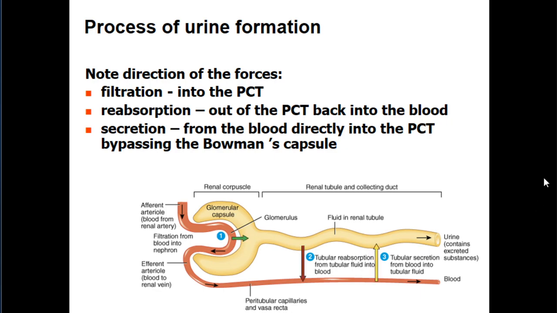And in short, filtration, that's when it's filtered into the PCT. Reabsorption, out of the PCT back into the blood, and secretion, from the blood directly into the PCT, for example, or bypassing the Bowman's capsule.